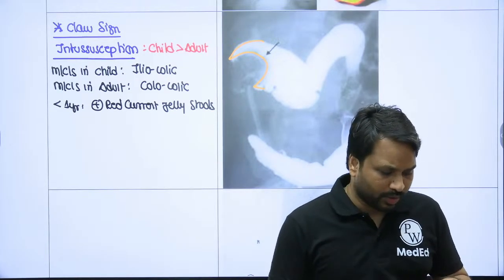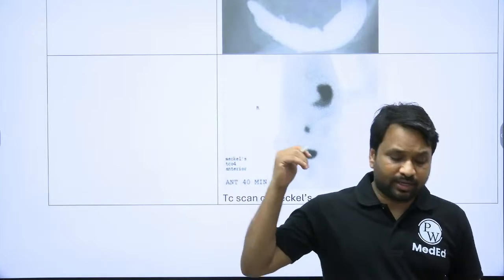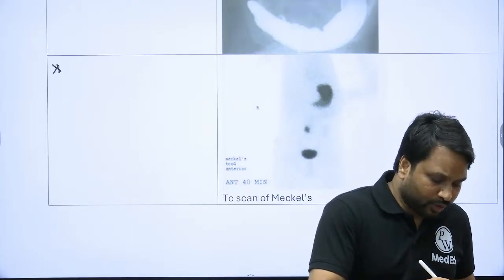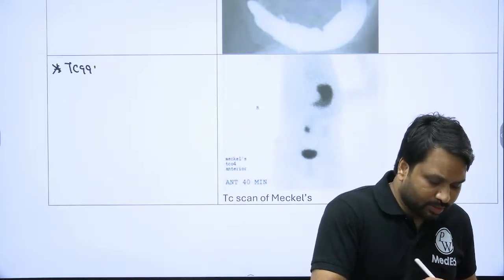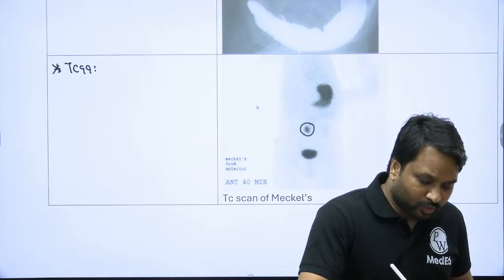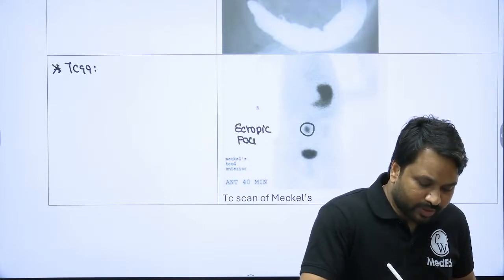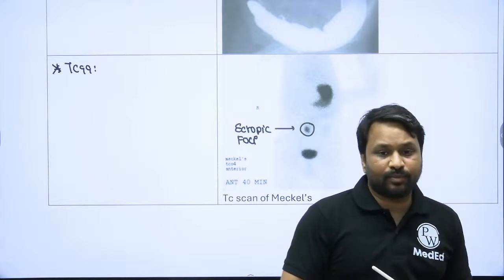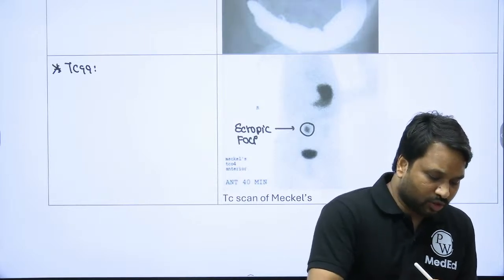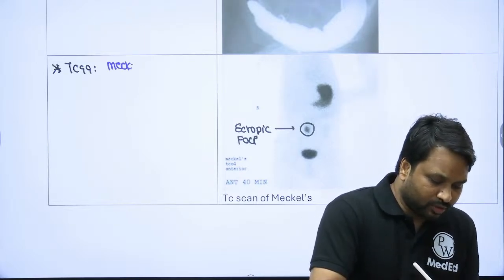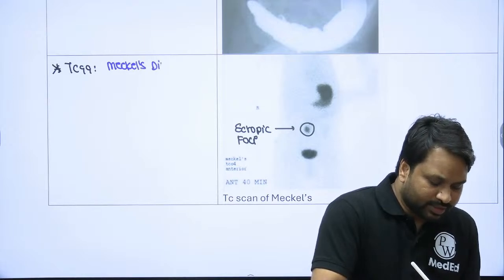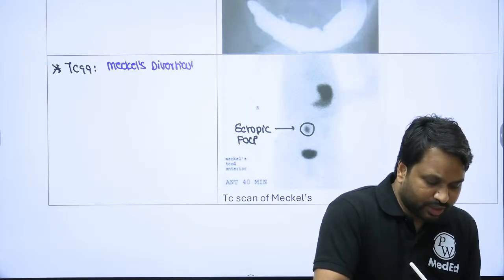Everybody knows it. Okay. Now, a technetium 99 in an abdomen, what do you see? If you do a technetium 99 scan in the abdomen, there's presence of an ectopic foci. Presence of ectopic foci on a technetium 99 scan in an abdomen is characteristic of Meckel's diverticulum.